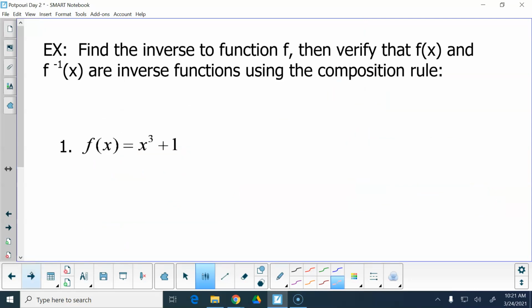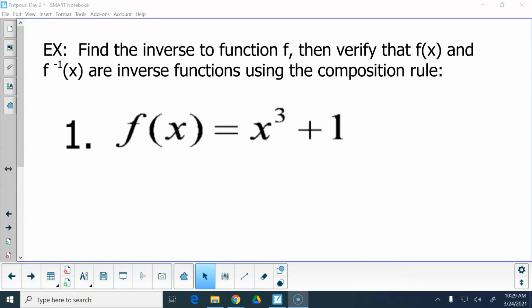So, what I would like you to do on this particular function is, there is f of x. F of x equals x cubed plus 1. First, I want you to find the inverse function. Then, I want you to verify, using the composition rule, that they are truly inverse. Okay? Go for it.